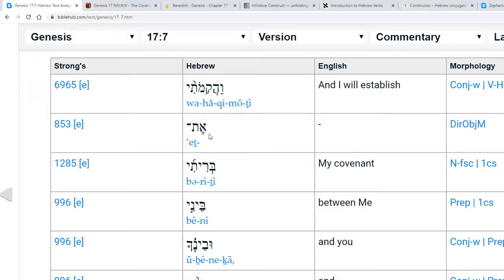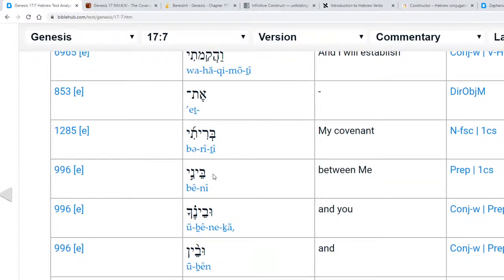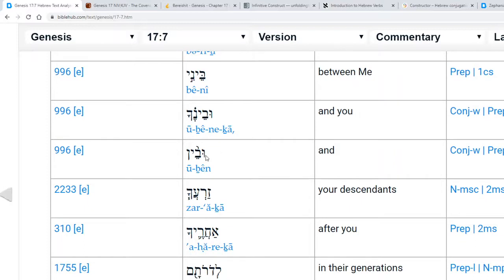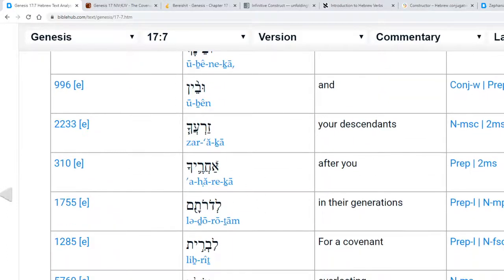Et is the direct object marker. Brit is covenant. Briti is my covenant. Beini, between me. Uveinecha, so conjunctive vav of beinecha, between you, right? Second person masculine singular. Uvein, so the conjunctive vav, and vein is the preposition. Zaracha, so zera, the root is zayin resh ayin. This is a noun, but it still has the same root, meaning seed, right? So they're translating it as descendants, your seed, right? Zaracha, your seed. Acharecha, achar means after. It's the preposition after. Acharecha means after you. Second person masculine singular.